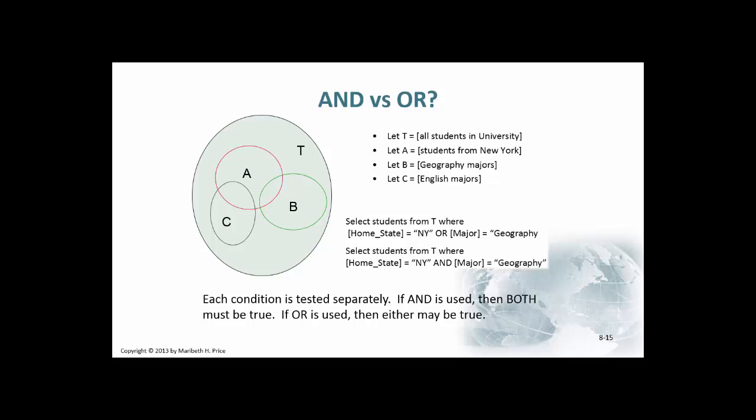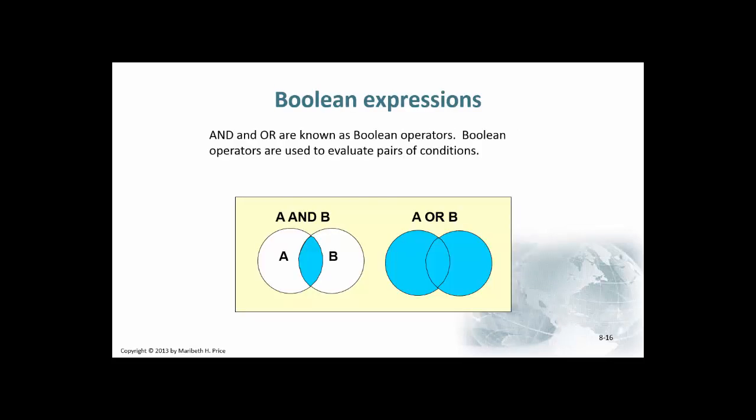It is important to understand the differences between and or. Both conditions are tested separately. When and is used, both conditions must be true. When or is used, either condition may be true. Boolean operators are used to evaluate pairs of conditions. Remember, for and, both conditions must be true, and for or, either condition can be true.